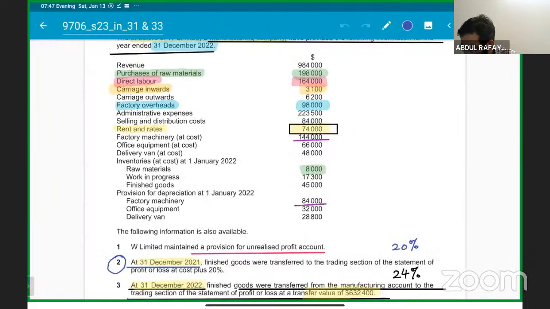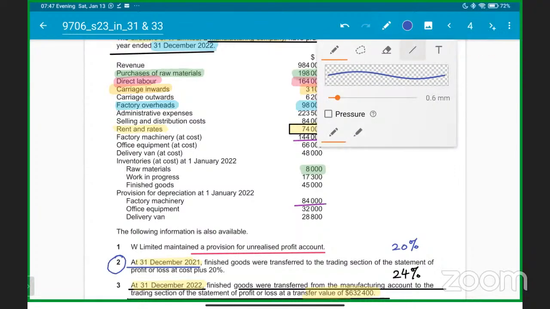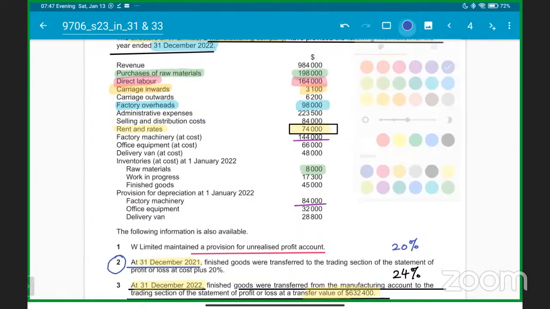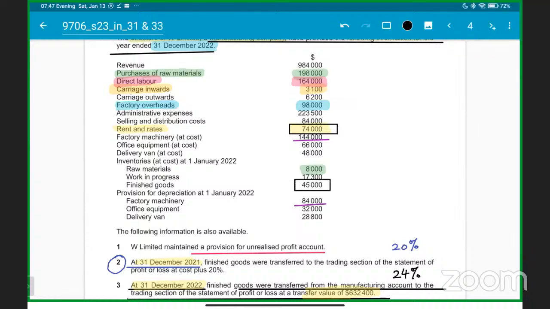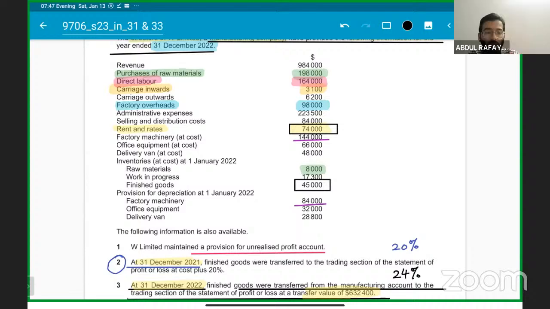We will have the opening inventory of the finished goods now, okay? Everyone with me? Guys following? We will have the opening inventory of the finished goods now. So, can you repeat, sorry, the question? Is there any question? Let me know.